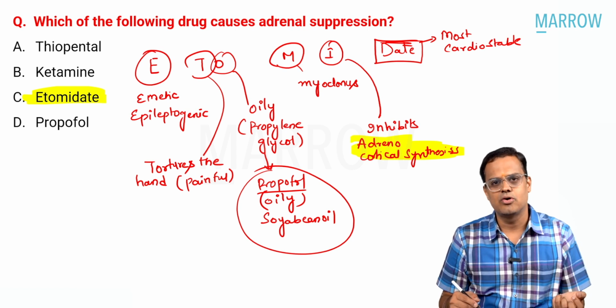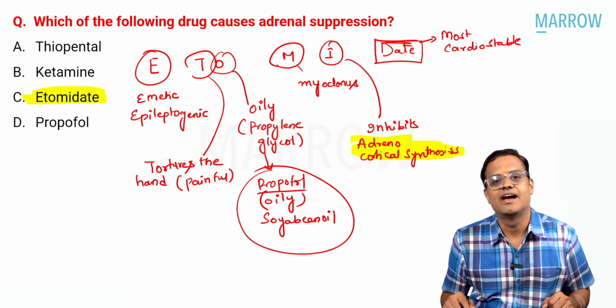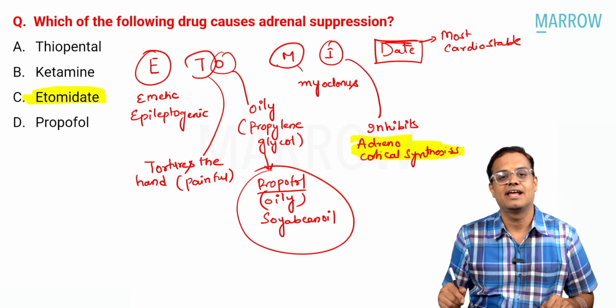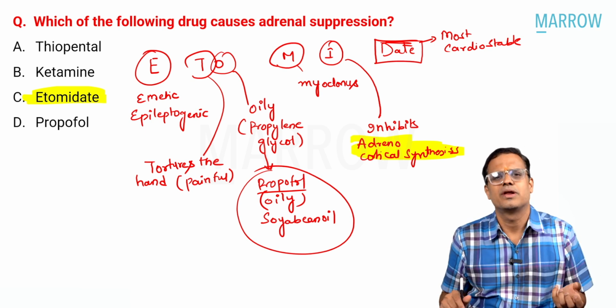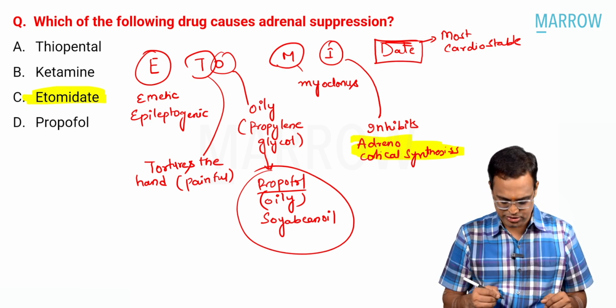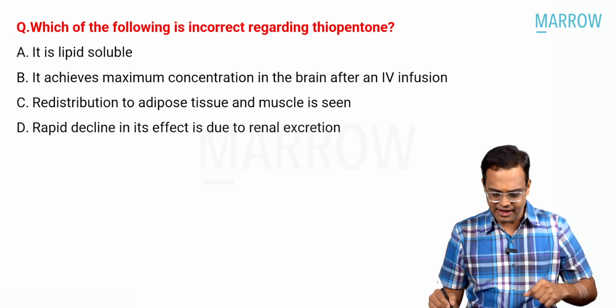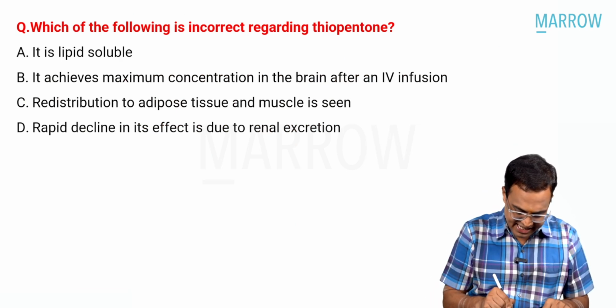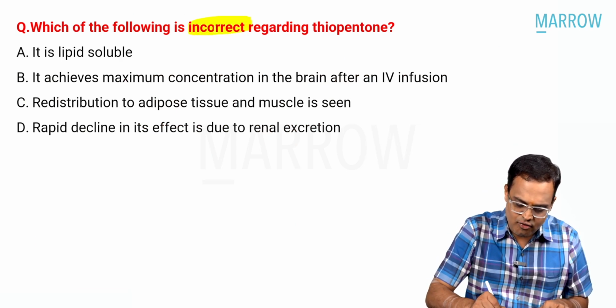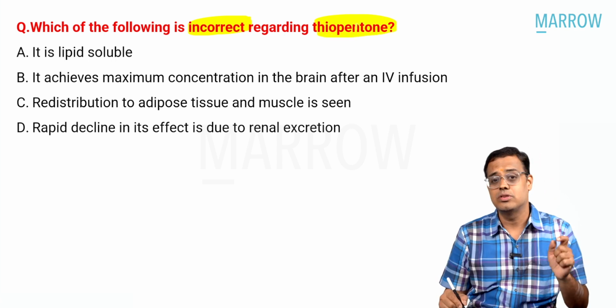It is used for DC cardioversion. All these features will be covered with etomidate. So what is the correct answer? Etomidate, and it is not a surprise question for you, right? Now let us see the next question. What has been asked? Which of the following is incorrect, that means a false statement, regarding thiopentone sodium.